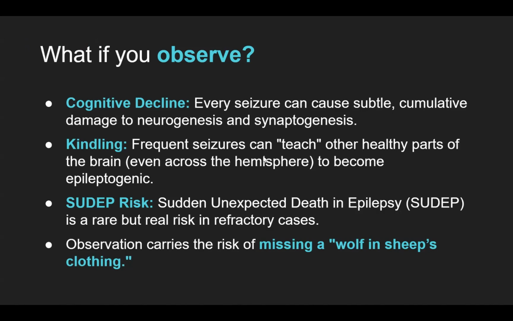If we observe, there are going to be certain consequences because the patient is having multiple seizures per day, maybe per month, and every seizure comes with cognitive decline. Every seizure comes with a risk of kindling. Kindling is when there are frequent seizures in the brain, and even the areas that are normal, with time they also develop abnormal wiring, which is the effect called kindling. Then there is the risk of sudden unexpected death in epilepsy, the SUDEP, which is rare but is still a real risk, especially when the patient has a medically refractory case.